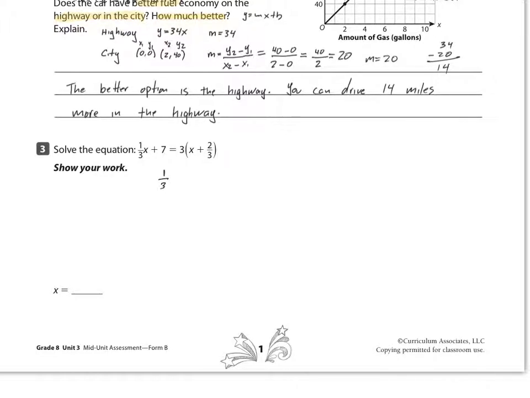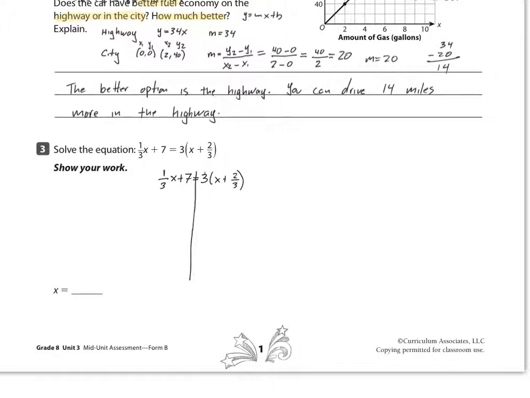So we have 1/3 x plus 7 equals 3 times (x plus 2/3). I'm going to teach you how to solve this problem 2 different ways. In the test, you will have a fraction. So the first thing I'm going to do is draw a vertical line to divide the right side from the left side.